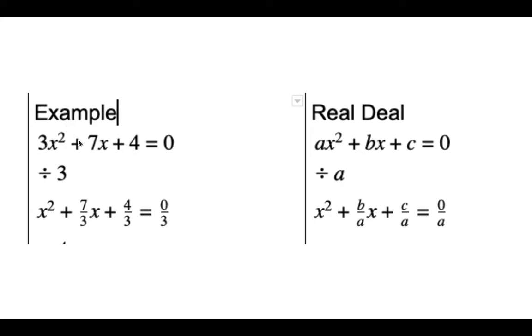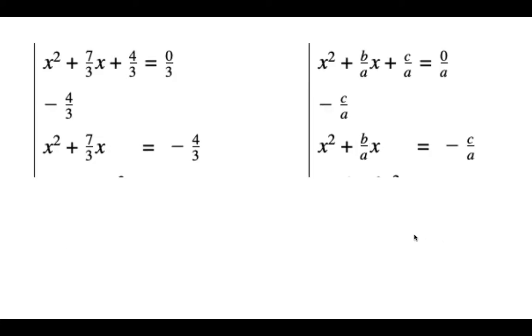3x squared plus 7x plus 4. And the first thing we're going to do is divide by that coefficient of x squared so that it becomes 1. In other words, in this problem, I'm going to divide everything by 3. And I get x squared plus 7 thirds x plus 4 thirds over 0 thirds, which is just 0. I'm going to do the same thing over here. Divide everything by a. And I get b over a, c over a, and 0.